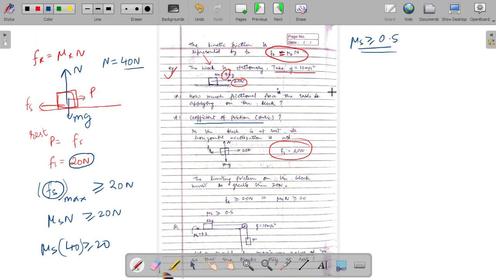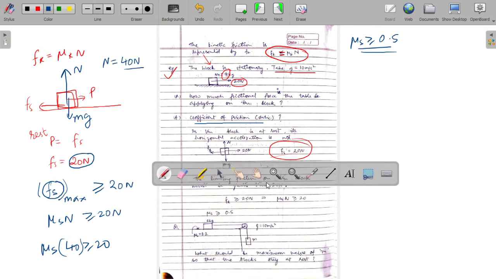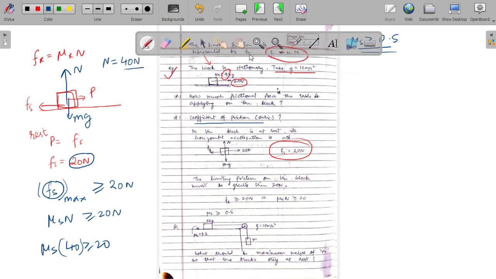Okay, so this is the first example. Now let us take one more question. So then we have a block of mass 2 kg and acceleration due to gravity is 10 meter per second square. The mass m is hanging from this 2 kg block and the coefficient of friction is 0.2. What should be the maximum value of m so that the blocks stay at rest?